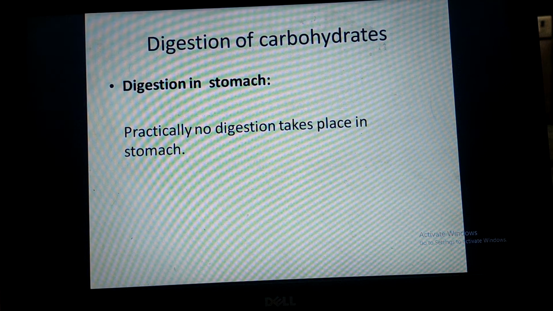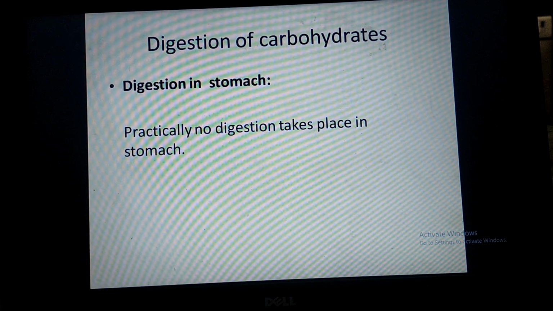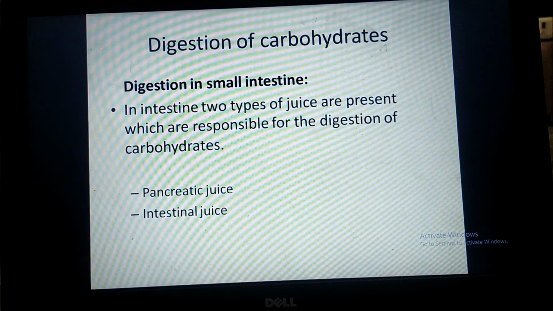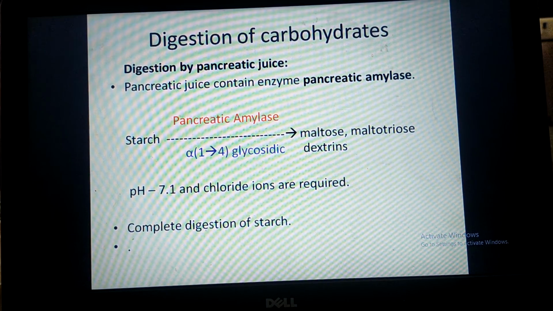Next come to digestion in stomach. Practically no digestion takes place in the stomach. Next, digestion in small intestine. In the small intestine, two types of juice are present which are responsible for digestion of carbohydrates. These juices are pancreatic juice and intestinal juice. These juices contain various enzymes. First we will see digestion by pancreatic juice.